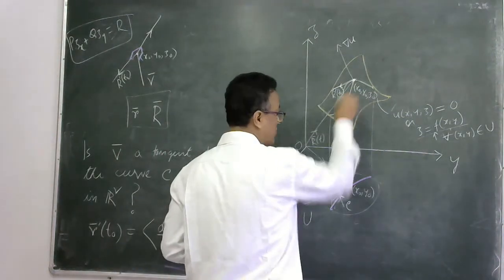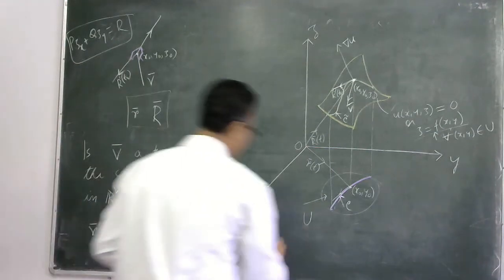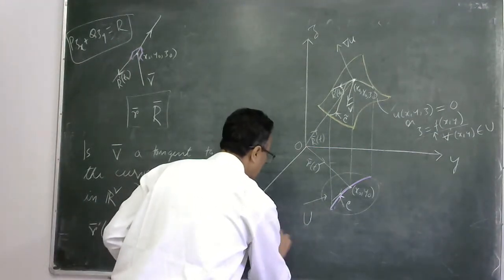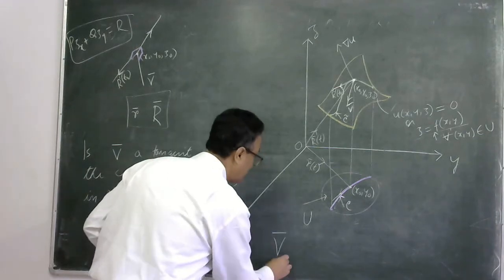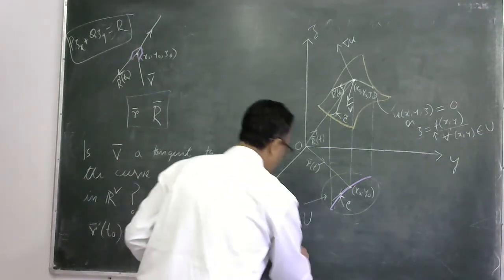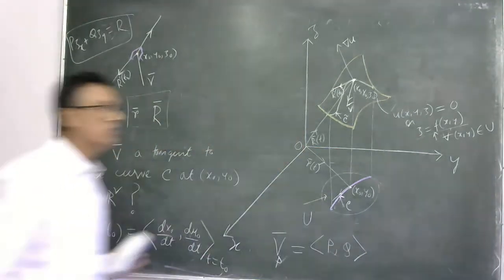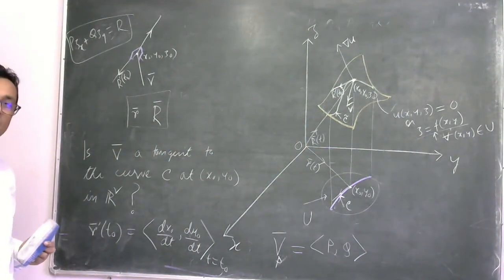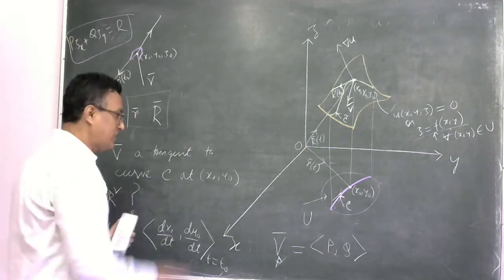Now, if V has to be a tangent, I mean the projection of V has to be a tangent here at this point, then what must happen? The projection of V, let me call it VP. So the projection of V is simply PQ on the XY plane. Is it okay with everybody? You are getting my point? Yes, sir.